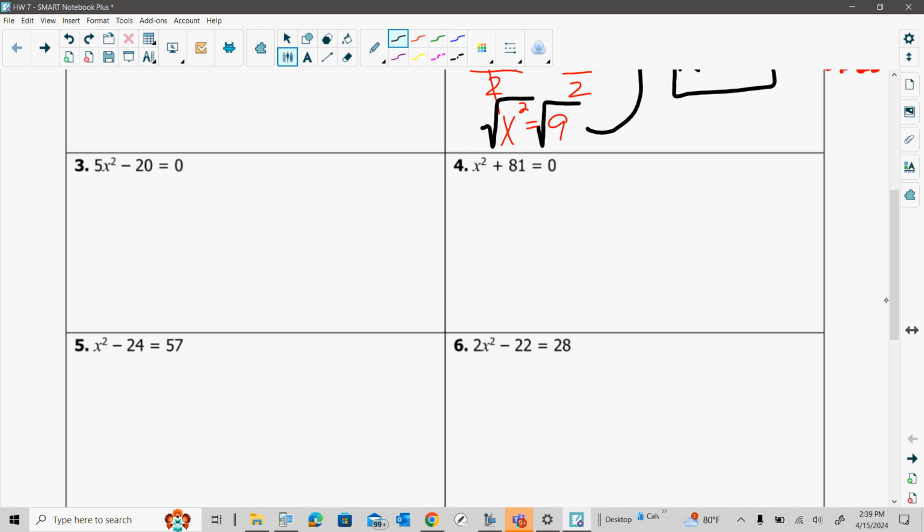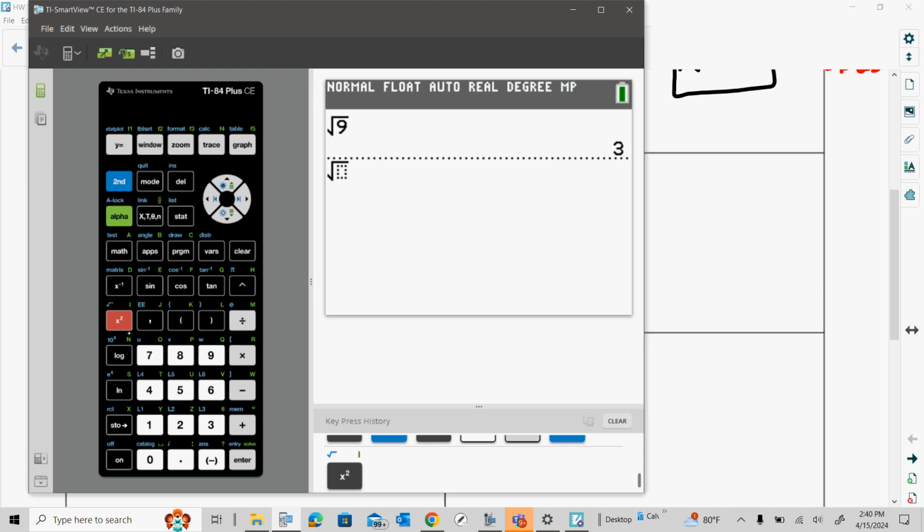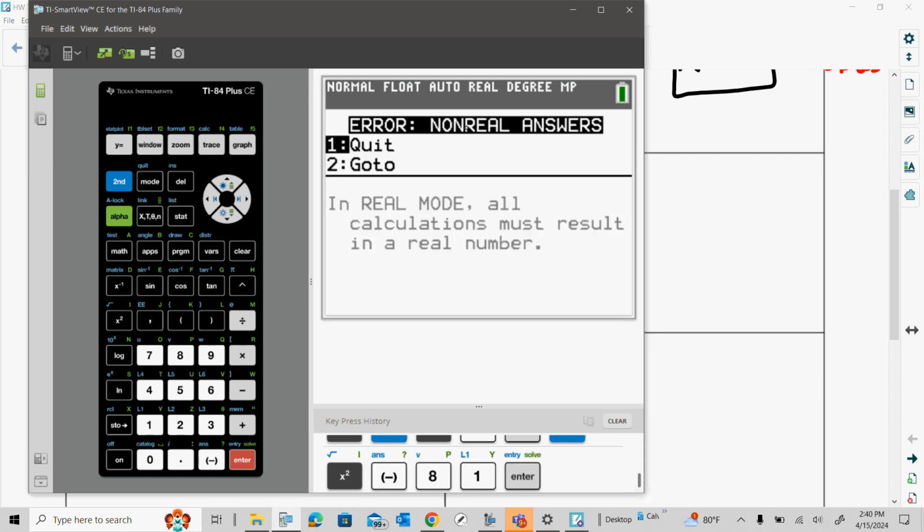Now, you could end up with some decimal answers or some errors when you're doing this, so let me explain what that means. Like we're isolating the x squared, so here we would minus 81. And when we do that, we get x squared equals negative 81. So now we have to take the square root. When I do second, x squared, and negative 81, we get this error, non-real answer. This is in real mode. All calculations must be a real number.